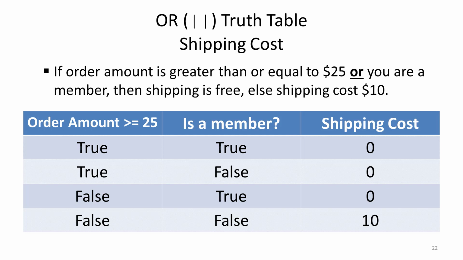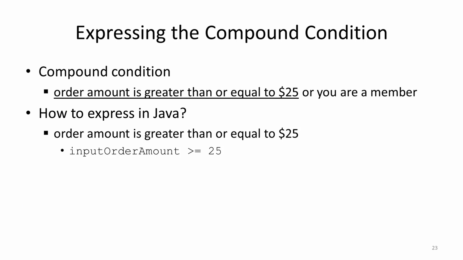All right, so that is us trying to logically think it through. We have not started to implement in code yet because if you do not understand the mechanics, when you start to implement it in code, then it's not going to make sense in there either. So first, you want to make sure that you understand the mechanics of the situation, and then you try to represent each part of this situation in Java, in computer code. So if we break it up and we start with the compound condition, order amount is greater than or equal to 25, or you are a member.